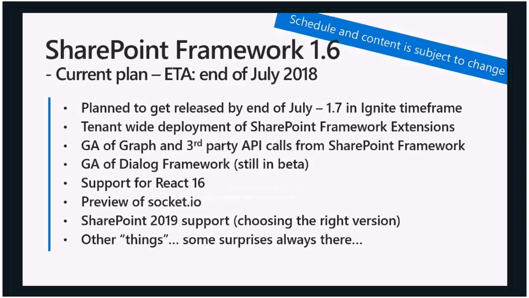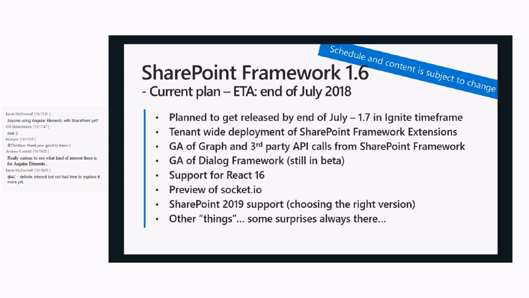like the tenant-wide deployment of SharePoint Framework extensions will be included in that one. We're looking into doing GA on the Graph and third-party API calls, hopefully on this one, and GA for Dialog Framework, which is still in beta as well. It's partly technically also a miss from our side. It should have actually gone GA in 1.5, but officially in our documentation, it's still marked as beta. So we will absolutely get rid of that in our code as part of the 1.6 release.